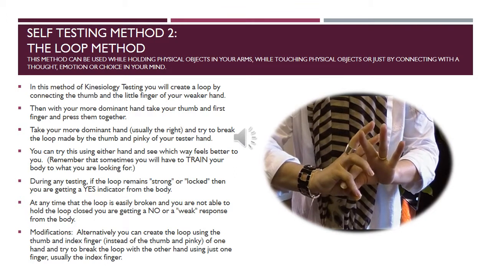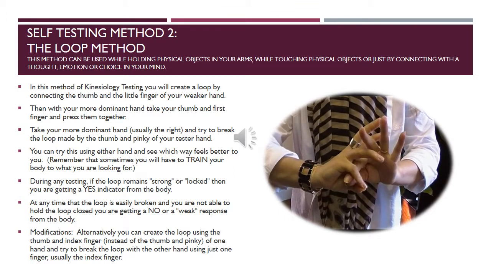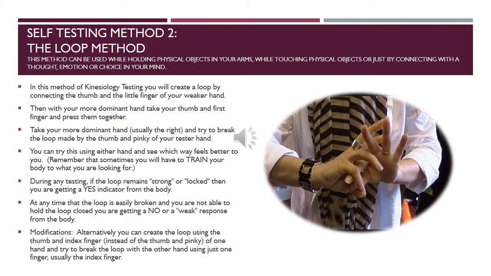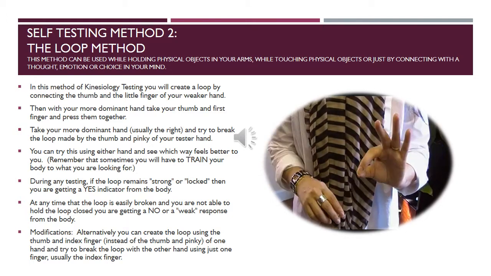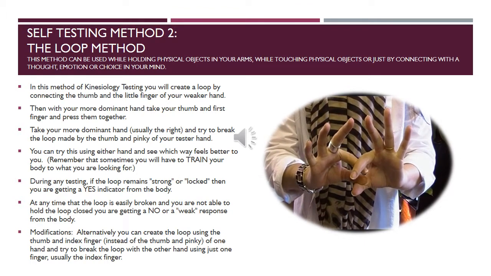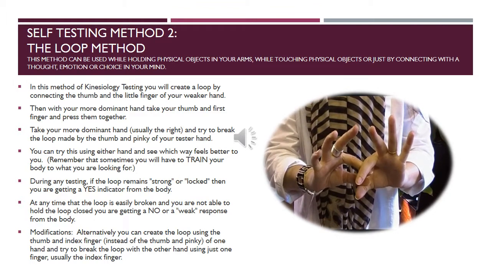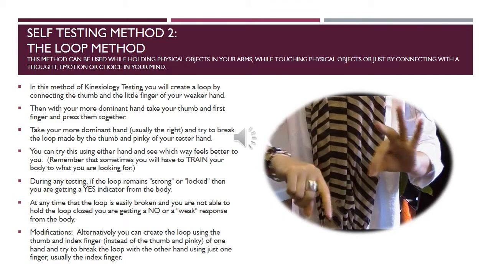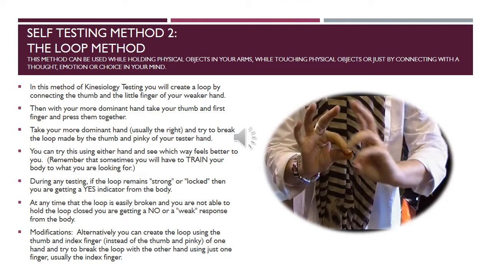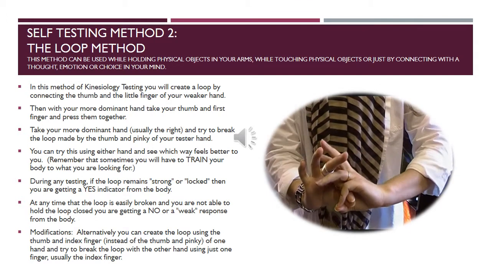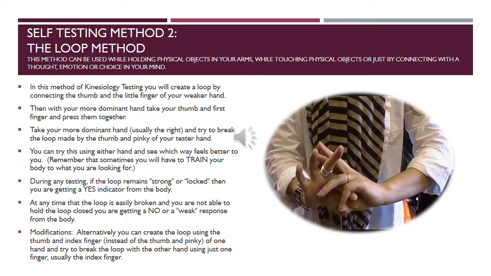Now, modifications on this, alternately, you can create a loop using the thumb and the index finger instead of your thumb and your pinky of one hand, and try to break the loop with the other hand using just one finger to pull it open, which is usually the index finger, and that's the method I use. Or you can do the same thing, creating a loop using the thumb and the index finger instead of the thumb and the pinky, and try to actually pry it open, kind of as we did using the other hand, using your thumb and your index finger.